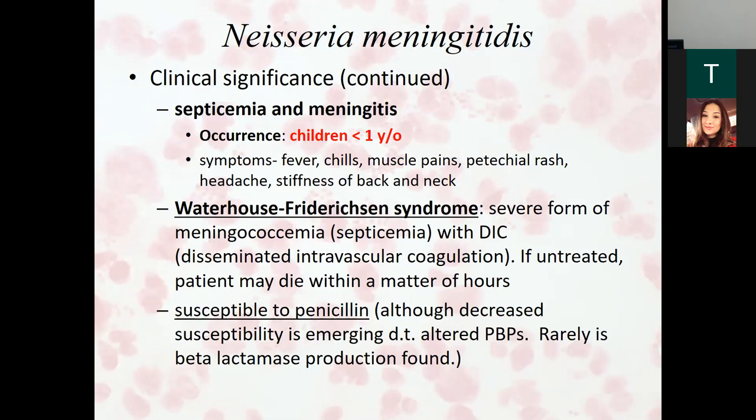Friderichsen's syndrome is a meningococcal septicemia and also disseminated intravascular coagulation. And Ms. Bettner's going to be very proud of y'all when y'all know exactly what that means, because we've had it the second time now, right? Meaning that the patient can't clot their blood, right? Y'all know what that is now. But untreated, the patient may die. Meningococcus is susceptible to penicillin, although there's decreasing susceptibility, but rarely is it beta-lactamase producing.